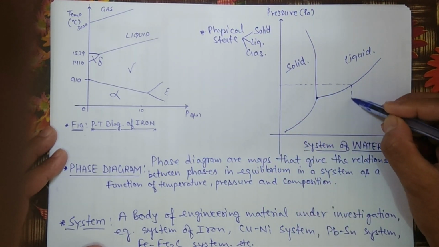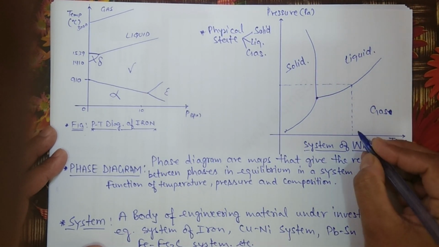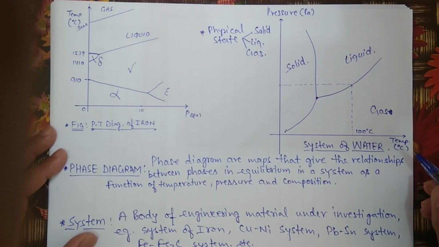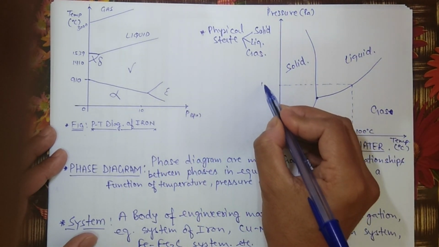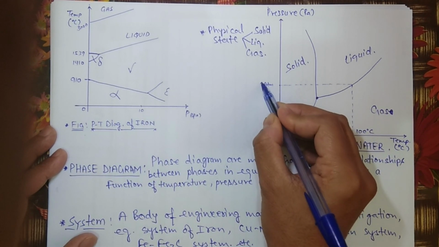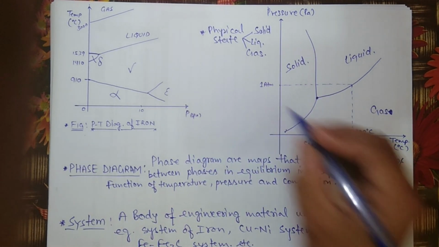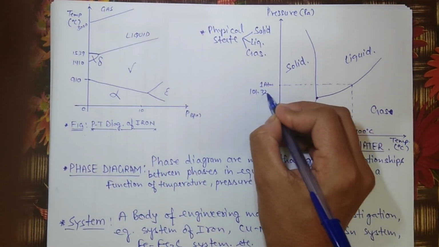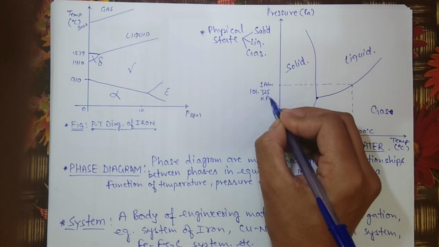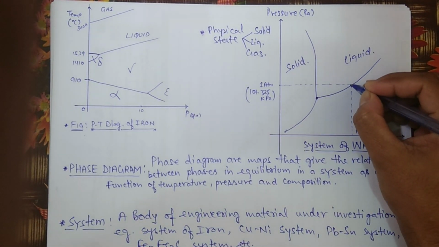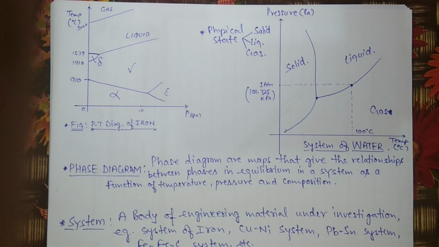Say for example this is 100 degrees centigrade. We know at 100 degrees centigrade water boils. And say this is 1 atmospheric pressure, which is the normal atmospheric pressure, equal to 101.325 kilopascal, just to remember. So at this temperature and pressure right now you are here in this phase diagram of water.